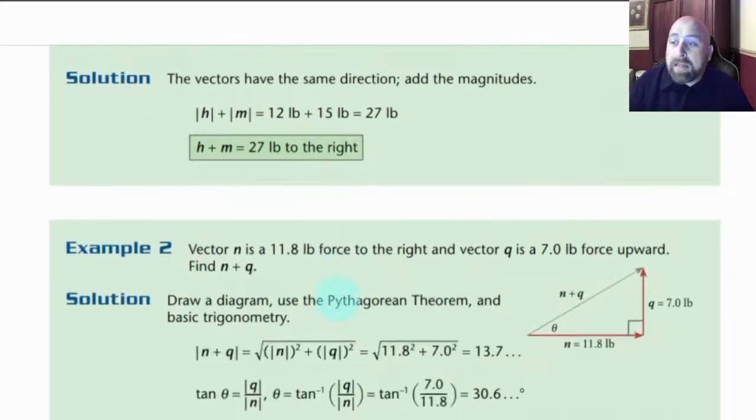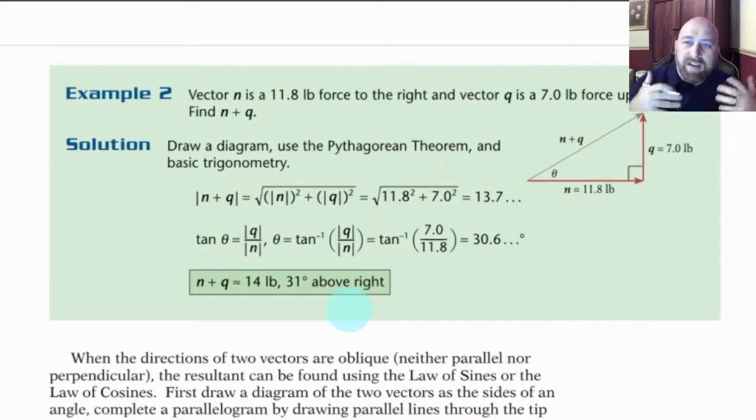Okay. All right, example number 2, and this is kind of where we're finally getting back into precalculus right here. And again, you probably had some of this in your physics class, but we'll go ahead and do it again. So if vector n is 11.8 pounds of force to the right, and vector q is 7.0 pounds of force upward, they want you to find the resultant of n plus q. So draw a diagram, use Pythagorean theorem and basic trigonometry.